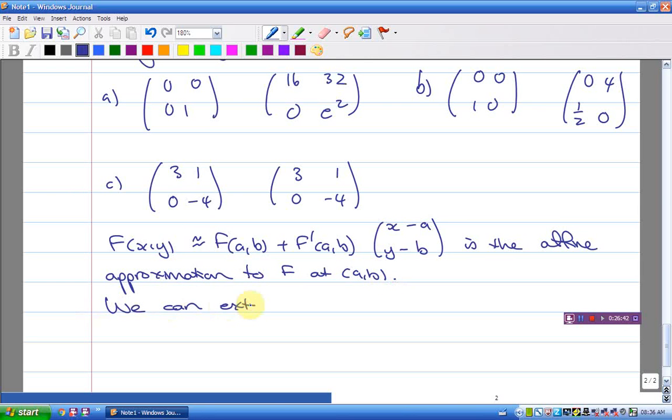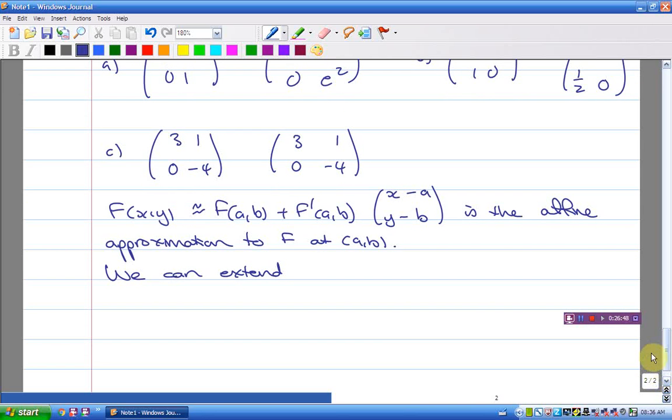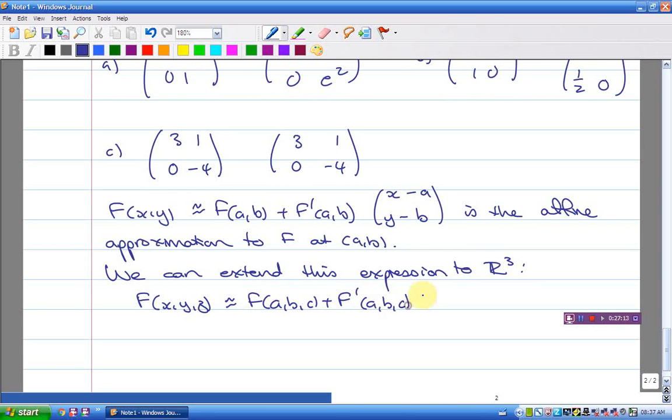We can go through the same process that we went through before with Taylor series with 3 components, and we can extend this expression or formula or idea to 3 dimensions, where capital F of x, y, z is approximately equal to capital F of a, b, c plus f dash at a, b, c times x minus a, y minus b, z minus c. In fact, I think it's even in a box. Yes, it is. It's in the box on page 53.